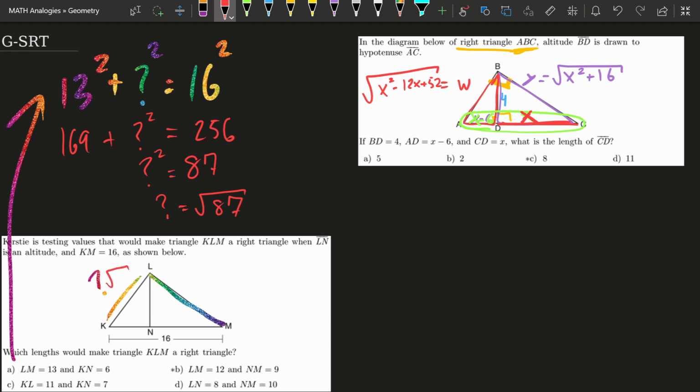Would that be possible if we're dealing with choice A of 13 on LM and KN being 6? If we call this height perhaps h, on the left hand side we'd have 6 squared plus h squared equals 87. On the right hand side we would have 10 instead of 16 or 6, we'd have 10. We'd have 10 squared plus h squared equals 13 squared.